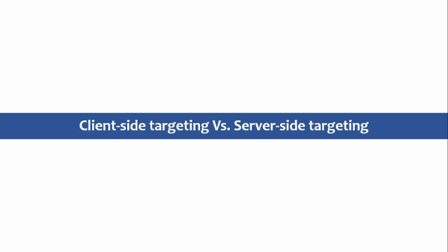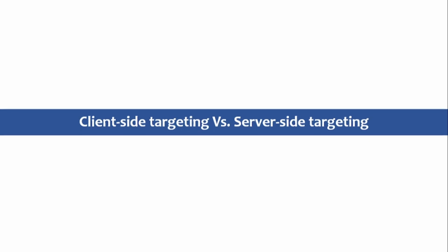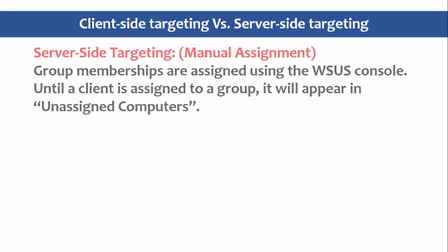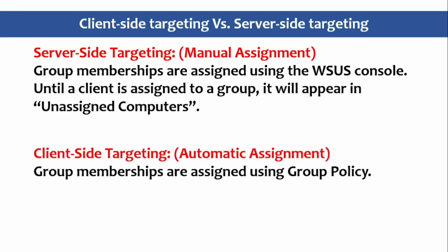So let's see a brief comparison between client-side targeting and server-side targeting. Server-side targeting is always manual assignment. Group memberships are assigned using the WSUS console. Until a client is assigned to a group, it will appear under the unassigned computers group in the WSUS console. And client-side targeting is automatic assignment. Group memberships are assigned using group policy.